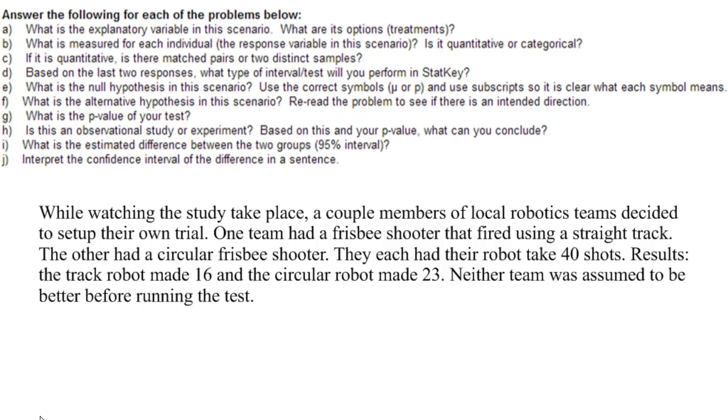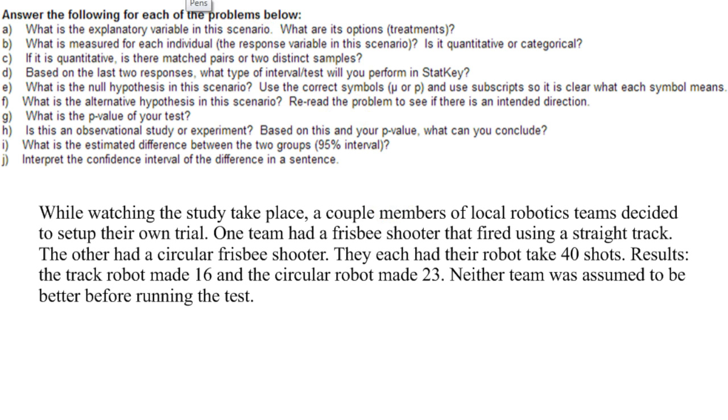They each had the robot take 40 shots. Here are the results. The track robot made 16 out of those 40, and the circular robot made 23. Neither team was assumed to be better before running the test, so they were assumed to be effectively equal before you actually set up the test between the two.